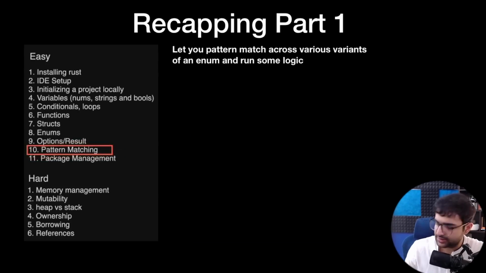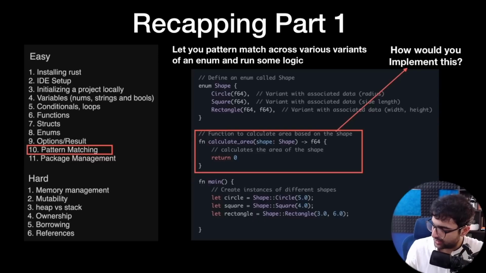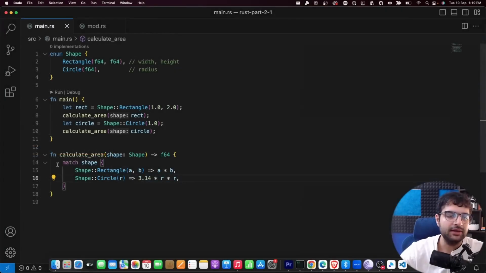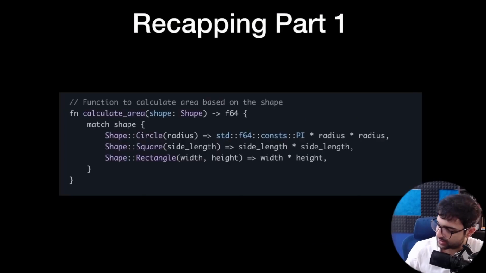I've already discussed this. So what is pattern matching? Given this calculate area function that takes a shape as an input, how can you implement its body? We already saw it over here, where I implemented the body by pattern matching on various variants of this specific enum. The same thing is being discussed over here.